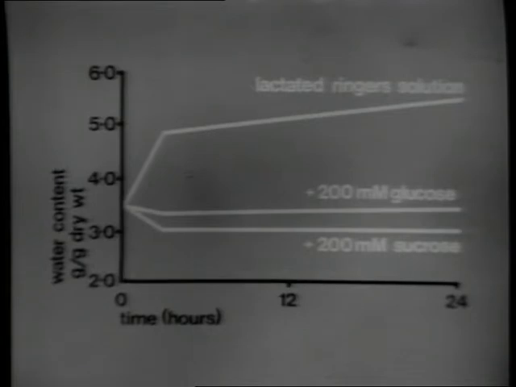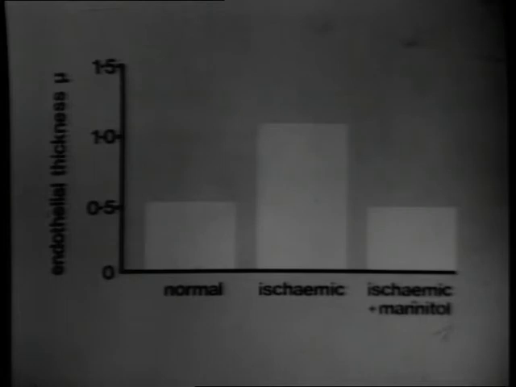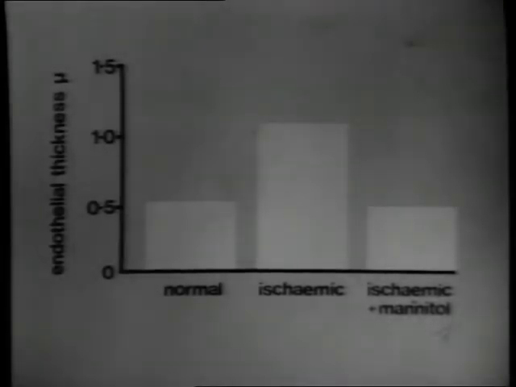Now, this is probably particularly important in the case of the endothelial cells. Here we have a measurement of endothelial cell thickness in normal kidneys and in ischemic kidneys, where you can see it has in fact doubled, and this will produce a profound effect on the vascular resistance of the kidney. In this experiment, mannitol was added to the washout solution, and you can see that this enabled the endothelial cell thickness to remain at its control value.